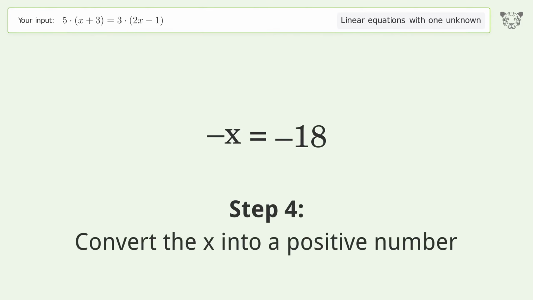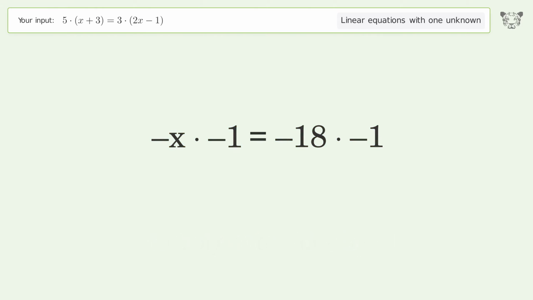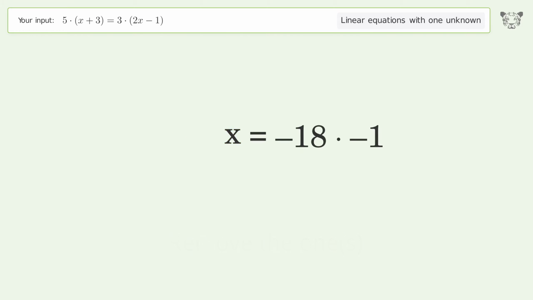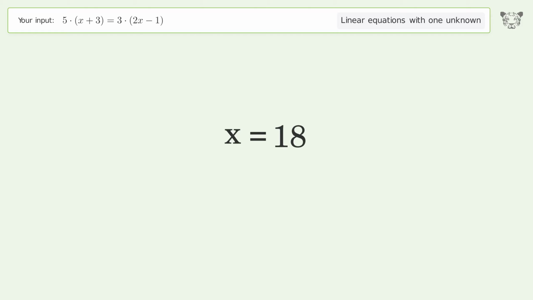Convert the x into a positive number. Multiply both sides by -1. Remove the ones. Simplify the arithmetic. And so the final result is x equals 18.